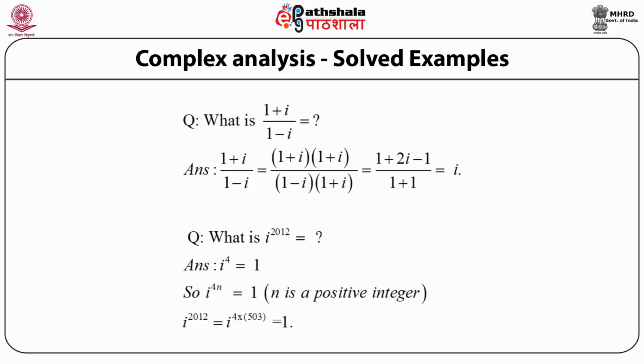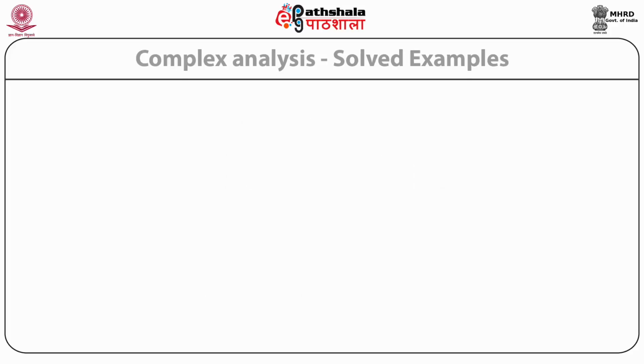The second question, what is i raised to the power 2012? Okay, we know that i squared is minus 1, and we know i to the power 4 is plus 1. So i to the power 4n will always become a positive integer. Now 2012 can be written as i to the power of 4 times 503. So once it is 1, 1 to the power 503 will always be 1. And we are going to see another example problem.